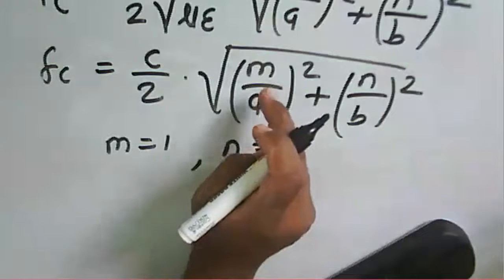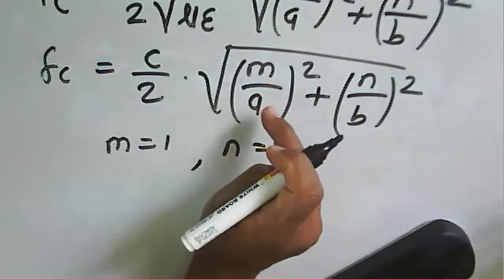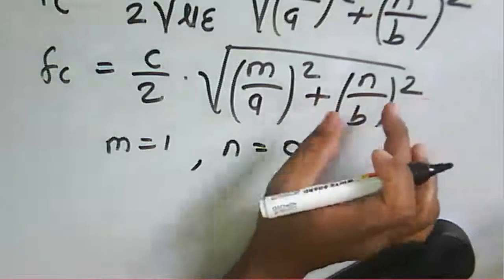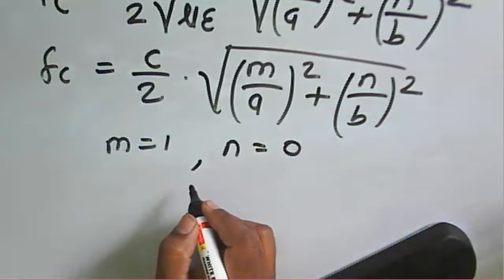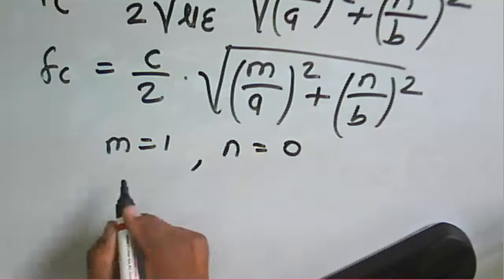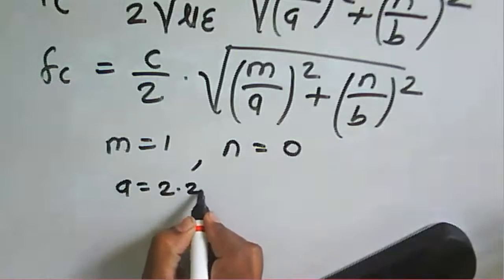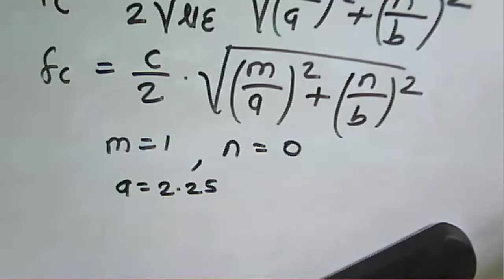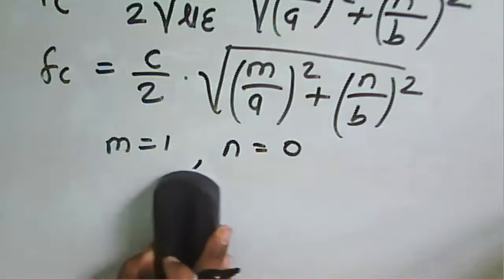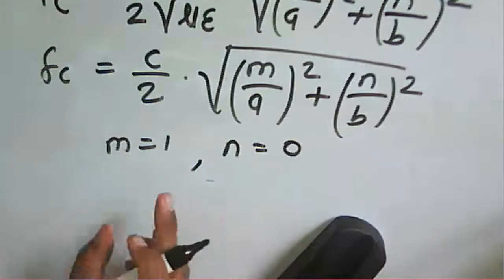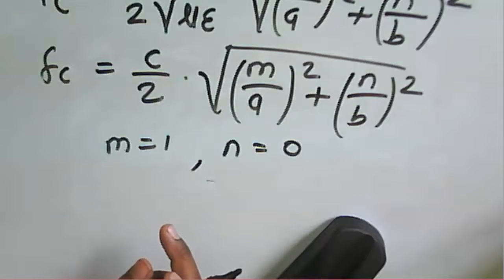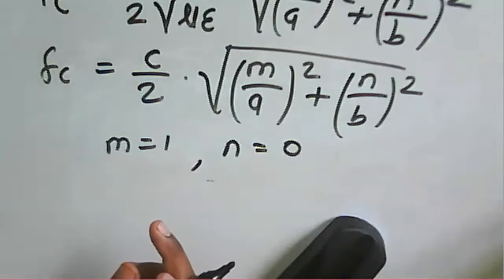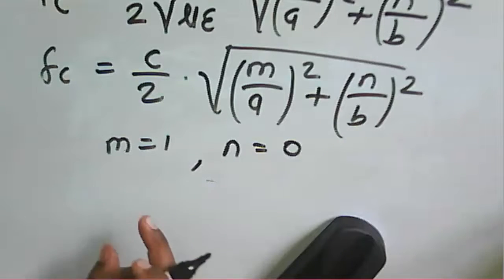Now you put m is equal to 1, that is (1 by a) square. N is equal to 0, so this second term will be 0. Now if you consider a WR90 standard, in that case a is equal to 2.25. Earlier we talked about the value of a. What will be the value of a for the WR90 standard? You can calculate that for the WR90 standard. What will be the value of FC?